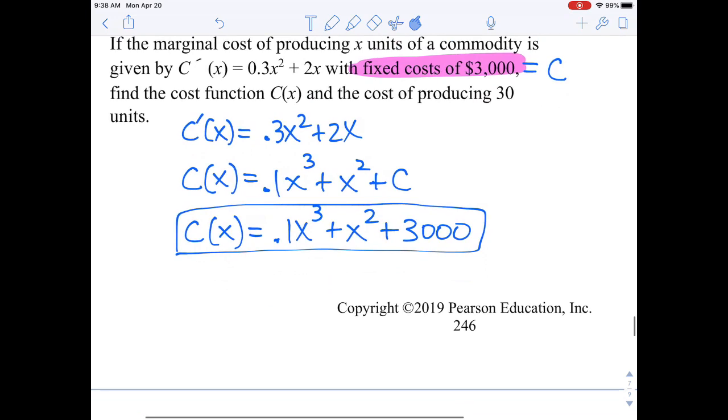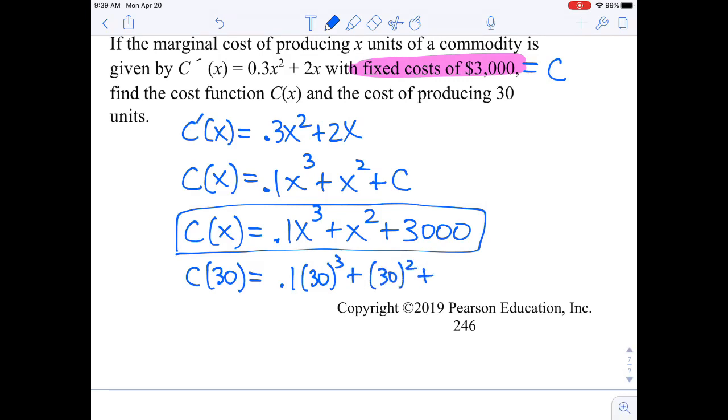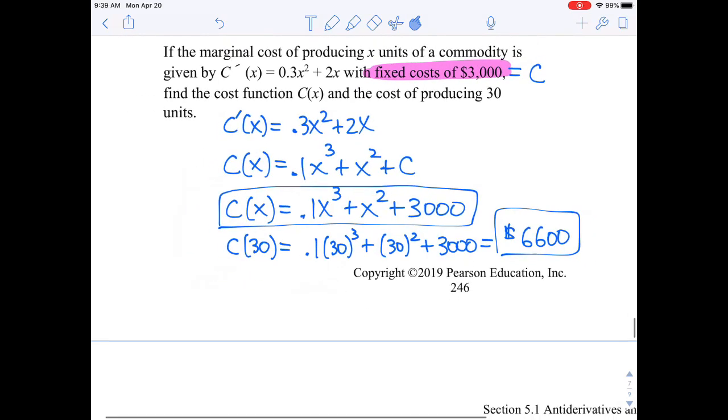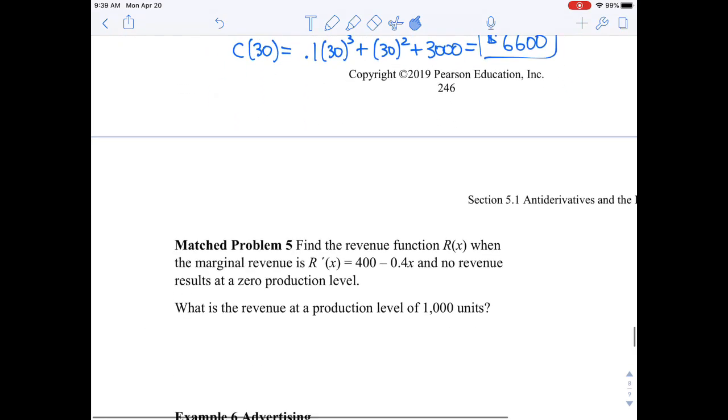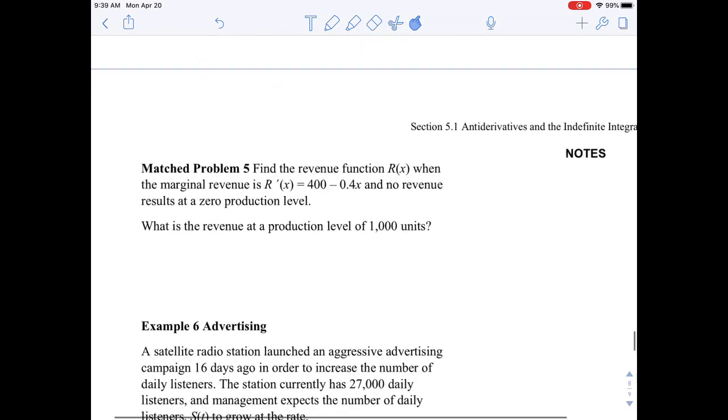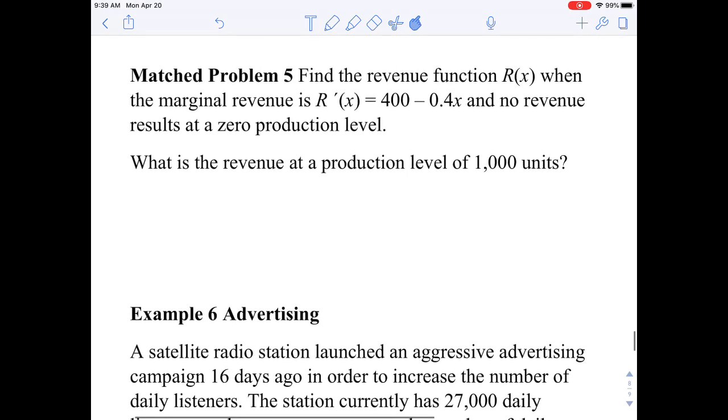And then the cost of producing 30 units is just substitute 30 in for x. Should be 6,600. Okay, so you go ahead and do revenue.